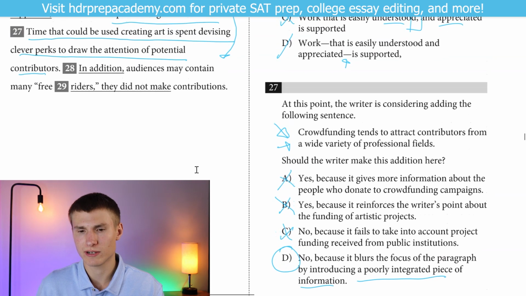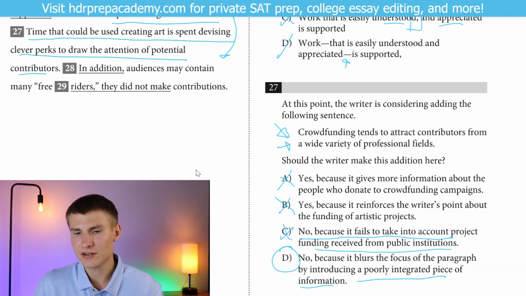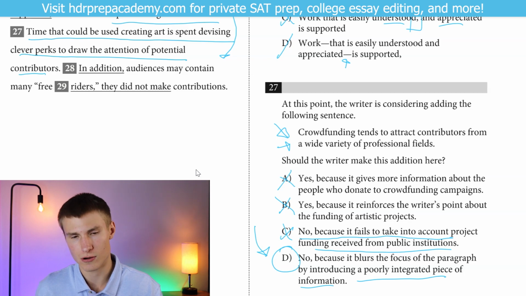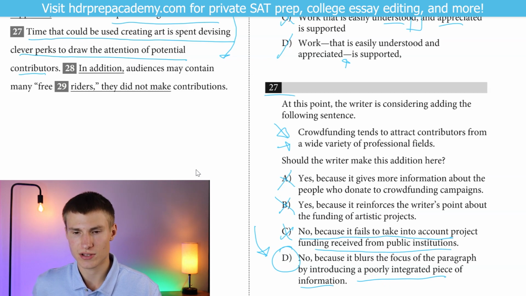And one thing I will just quickly say on 27 as well, if we were to take a look at answer choice C, because it fails to take into account project funding received from public institutions, the thing is with that, even though maybe potentially it's true, that's not the main reason, right? The real reason we don't want to include it is because it's blurring the focus of our paragraph. So just be sure that you're reading all of the answer choices when you are going through questions like these, just to make sure that you're not missing anything.